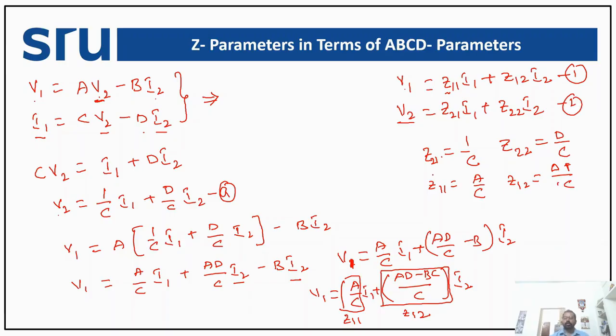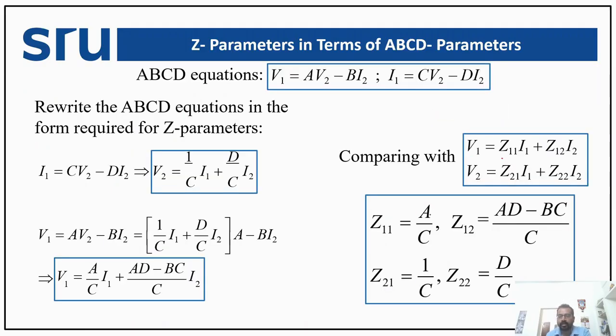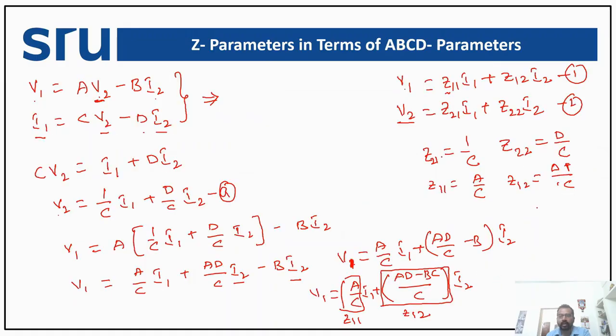Okay, so here we got the Z parameters in terms of ABCD parameters. Z11 equal to A by C, Z12 equal to determinant of the ABCD matrix by C, Z21 is 1 by C and Z22 is D by C, which we got here.